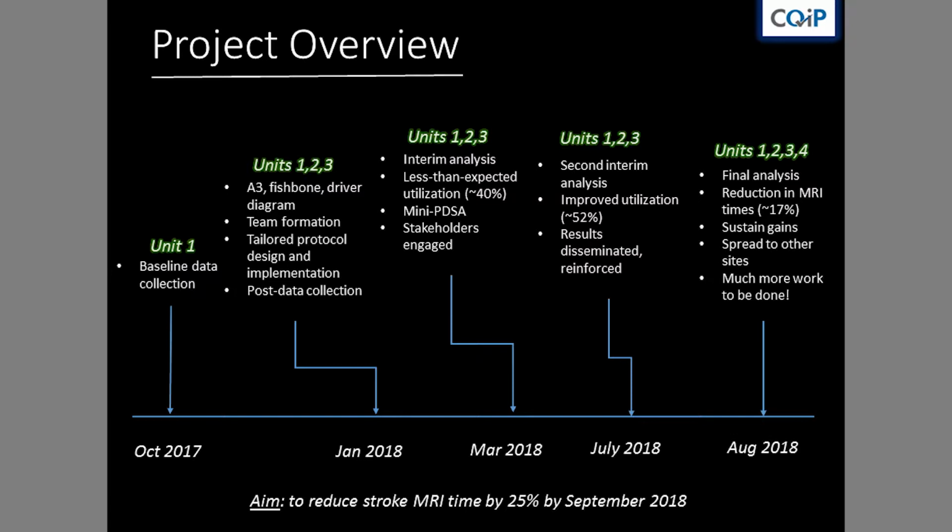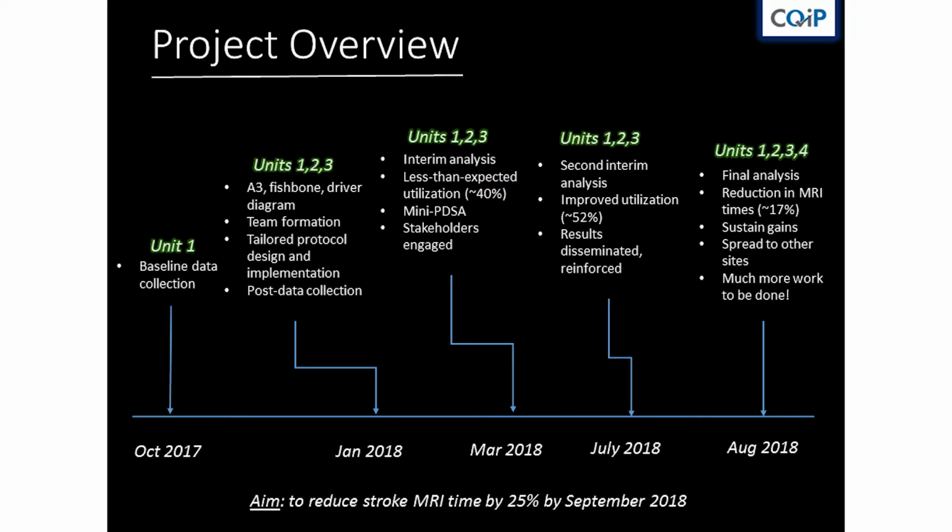So this is a timeline of how my project went. Basically, it's going from left to right. We identified the problem, formed a team, implemented the protocol, and performed an interim analysis which showed less than expected utilization of about 40%. That triggered an internal plan, do, study, act cycle, which pointed out a couple of problems, one of which actually boiled down to a single neuroradiologist not using the protocol.